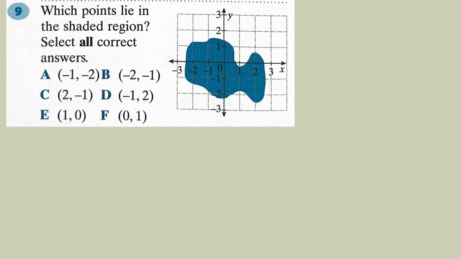And we need to find here which points lie in the shaded region, the blue region, and select all correct answers, which means that there will be more than one. This region over here, which I'm going to highlight in pink, has all the numbers negative. So the x values and the y values must be negative. And that means that we are looking at these are both negative, these are both negative, and that's it. But are they actually in the blue section?